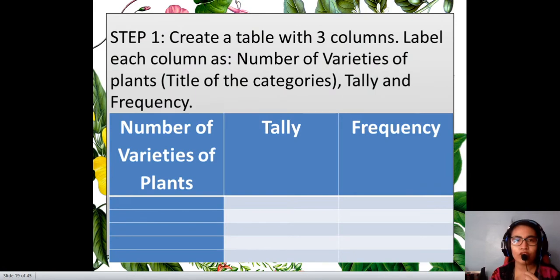Okay, step 1 is to create a table with 3 columns. Label each column. Since we know the focus of this frequency table, we can write the number of varieties of plants in the first column. Then, we have the tally and frequency. The first column is always the title of the categories. So that is our step 1.